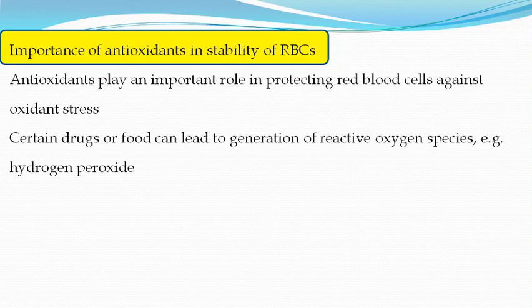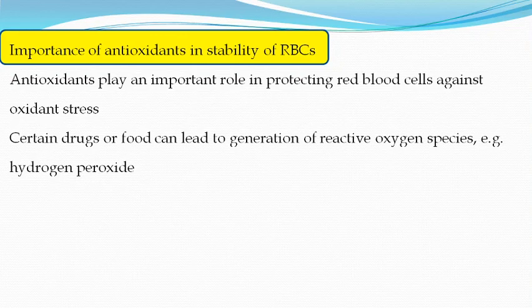Now we are going to shift to antioxidants and the stability of red blood cells. What is the importance of antioxidants for the stability of red blood cells? Antioxidants play an important role in protecting the red cell membrane against oxidative stress, and consequently they protect the red blood cells against hemolysis. Certain drugs or food can lead to generation of reactive oxygen species, or what we call oxidants.